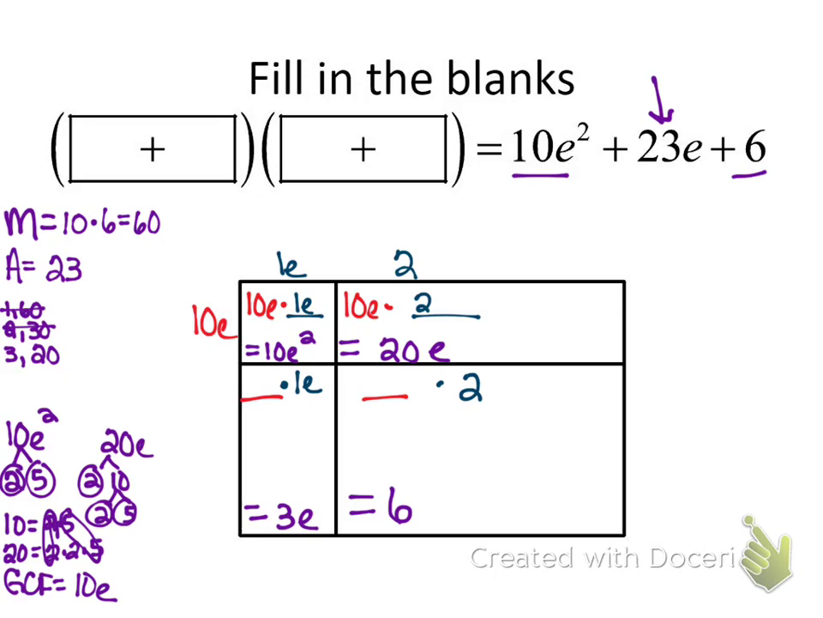Now we're trying to find the height, right? So what times 1e equals 3e? 3. Now does 3 times 2 equal 6? Yep. Then we know that our height is in fact 10e plus 3. And now we're ready to fill in our answers. So this first block represents our height. So what goes here? 10e plus 3. And we know the second group of numbers represents my length. So what goes as my length? 10e plus 2.